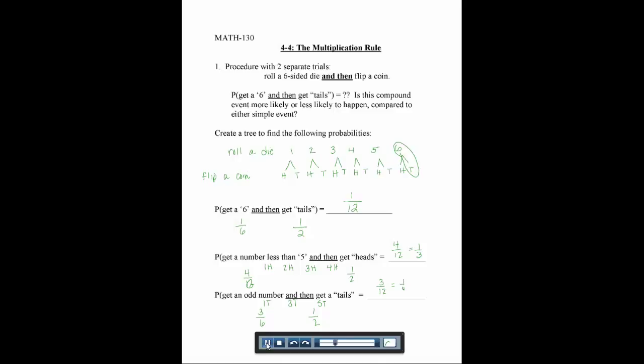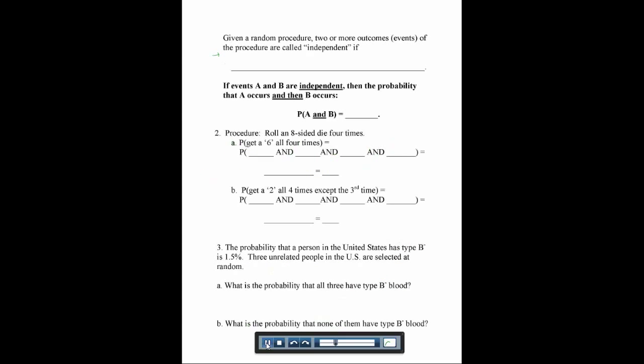Okay, so we need a definition. Given a random procedure, 2 or more outcomes or events of the procedure are called independent if the outcome of the first does not affect the outcome of the second. So if the first one has no effect on the second one, then they're independent. For example, on the previous page, rolling a die and flipping a coin, the die roll has nothing to do with the coin flip, so those are independent.